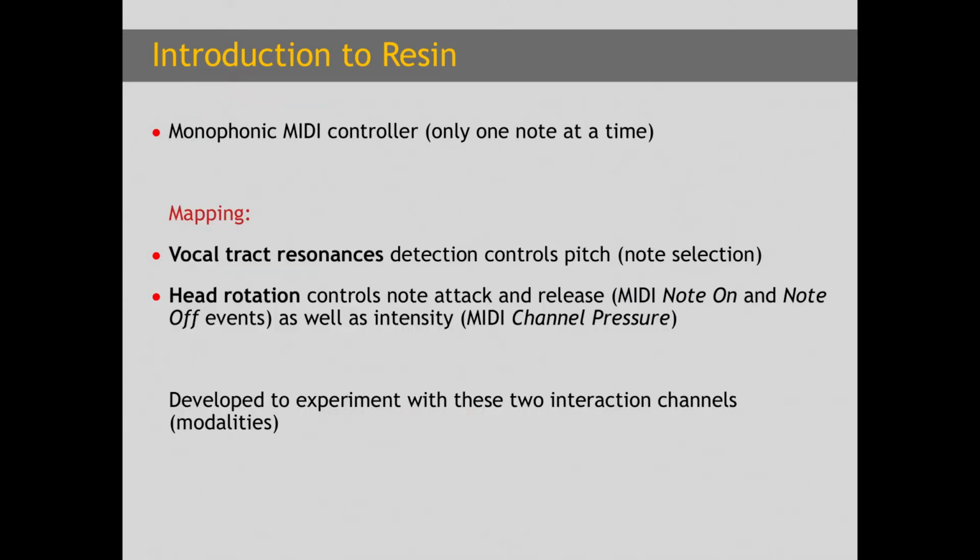Resin is a MIDI controller, and it is a monophonic instrument, since it cannot output more than one note at a time. Vocal tract resonances are used to control pitch selection, while head rotation controls note attacks and releases, and playing dynamics or intensity. Its design is motivated by the desire to experiment with these peculiar interaction channels.